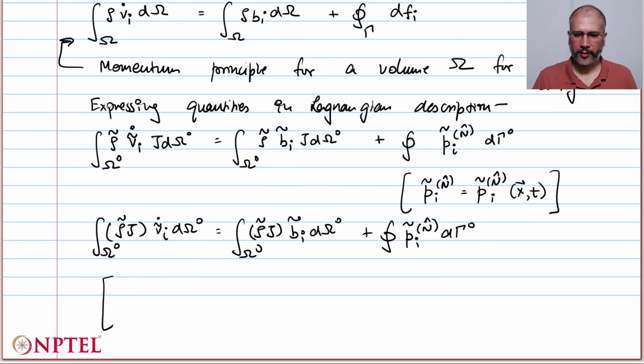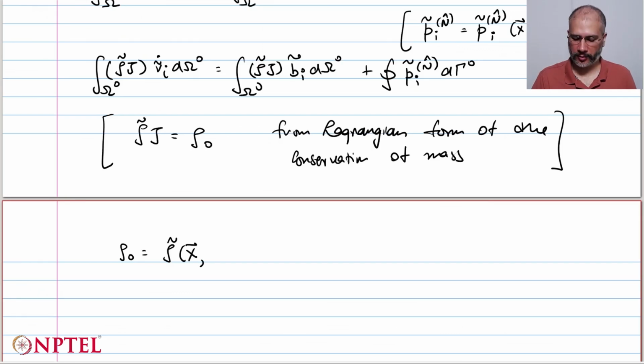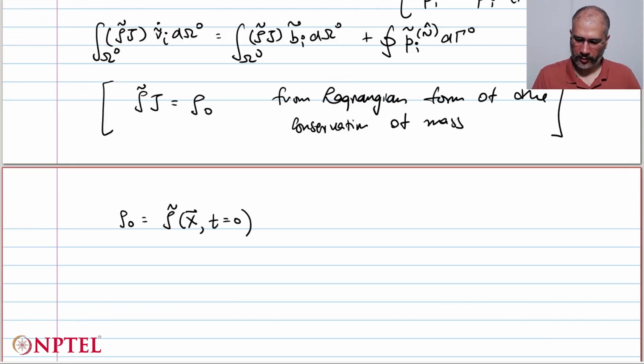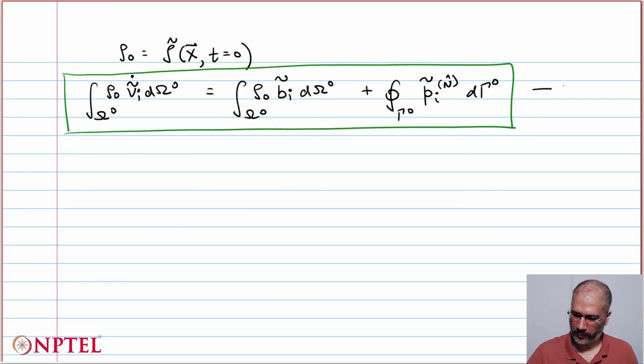So recall that from the Lagrangian form of the conservation of mass equation, rho tilde times J was given as rho naught, where rho naught is rho tilde written in the Lagrangian description at t equal to 0. That is, it is the density field in the reference configuration. So using this relation, our intermediate expression for the Lagrangian form of the linear momentum equation becomes, let us box this equation and we'll give it a label A.